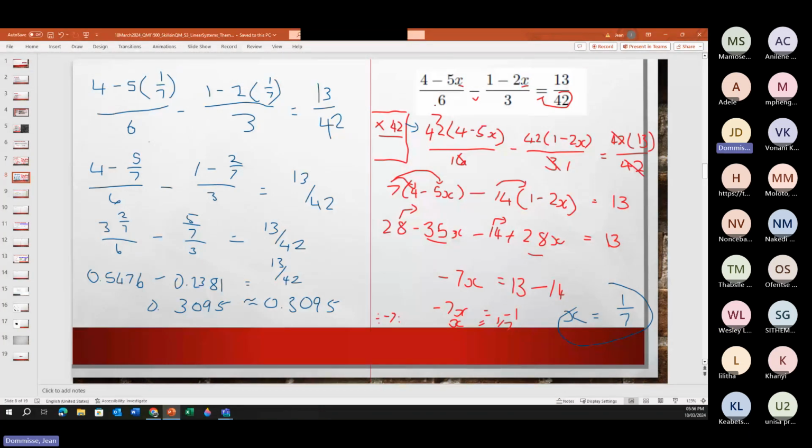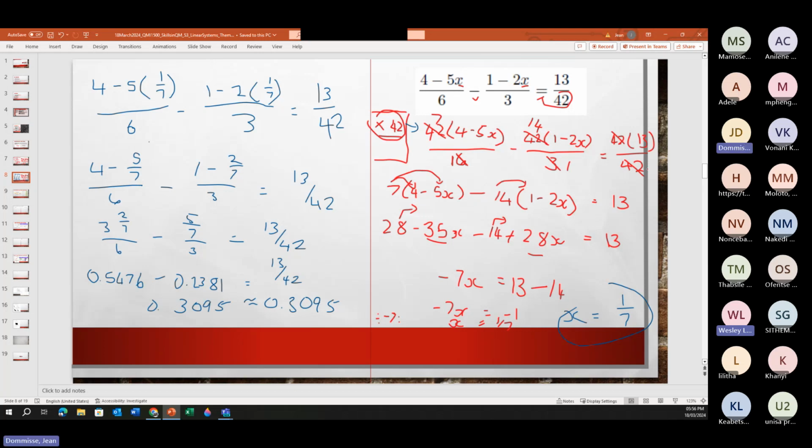So the lower part stays the same. It's still going to be 6, it's still going to be 3, it's still going to be 42. And then I simplify. So I say 6 goes into 6 once, 6 goes into 42 seven times. 3 goes into 3 once, 3 goes into 42 fourteen times.